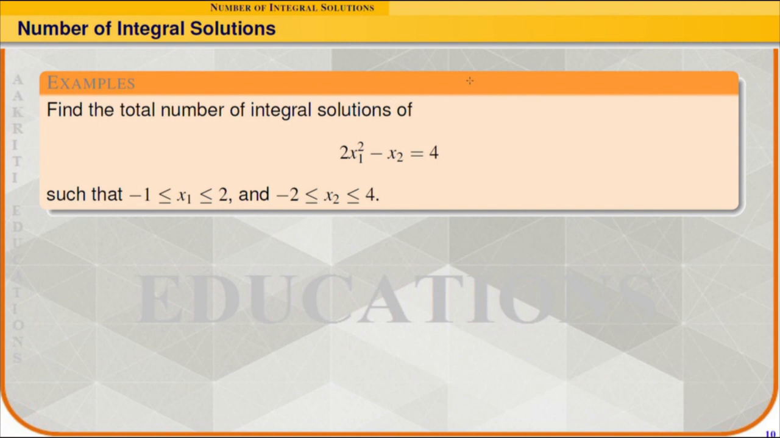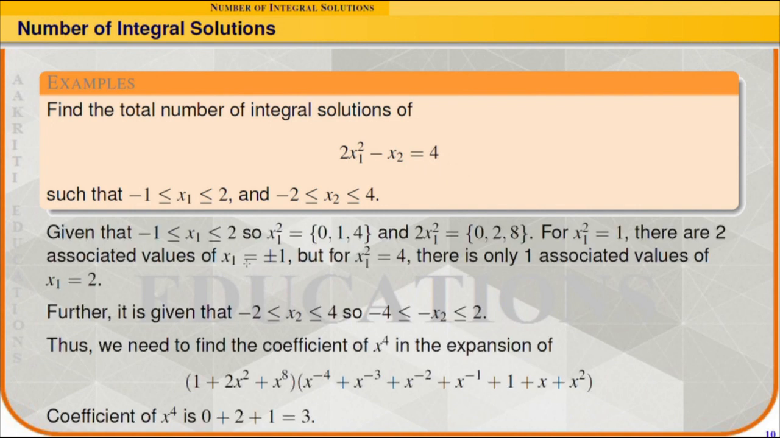Further, we are given the equation 2x1 square minus x2 is equal to 4 with the same constraint. Then for x1 from minus 1 to 2, x1 square can take values 0, 1 and 4. So 2x1 square can take values 0, 2 and 8. But for x1 square equal to 1, there are two associated values, plus 1 and minus 1, as we have already seen. For x1 square equal to 4, there is only one associated value, as we have seen in the previous example also.